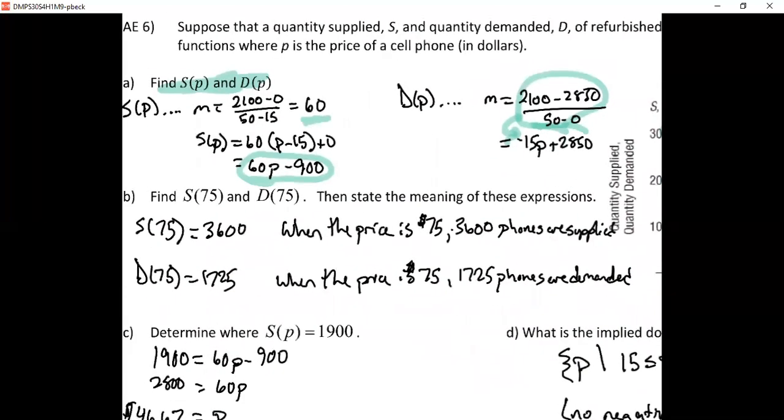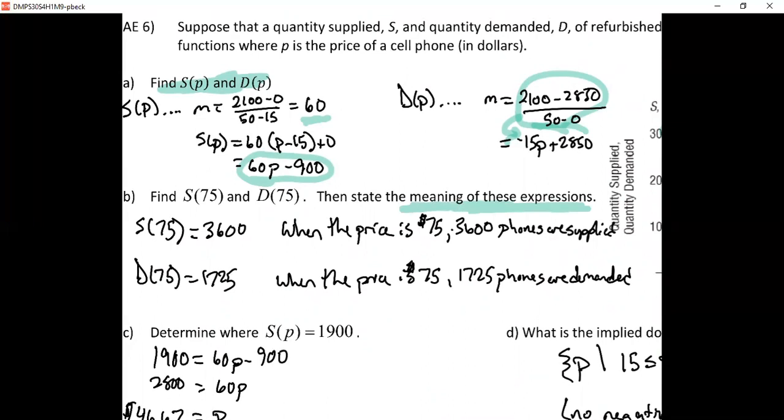Now, S of 75 and D of 75, I have those values there, pretty much plug it into a calculator, what you get. Then we could say the meaning. And everybody, the meaning is what we care about. We've been working with lines forever. So let's talk about the meaning of all these expressions and put math in a real world context.